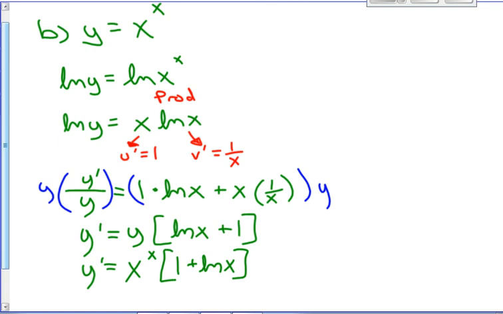So logarithmic differentiation gets you around those cases where you weren't quite sure how to deal with, say, a variable in both the base and the exponent. That gets us to the end of this video.